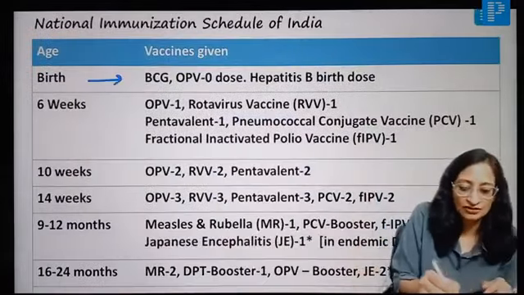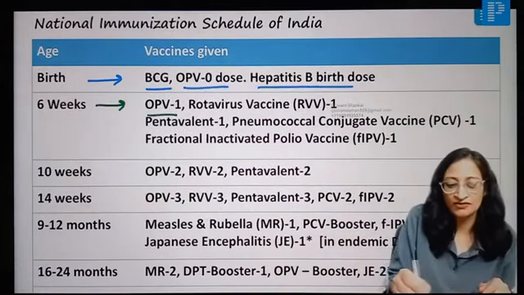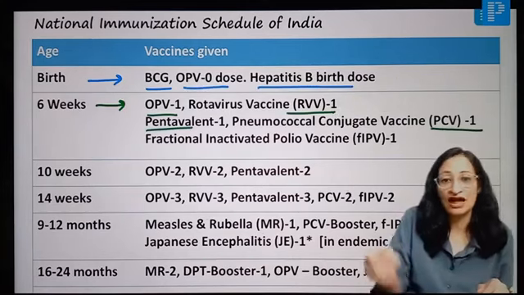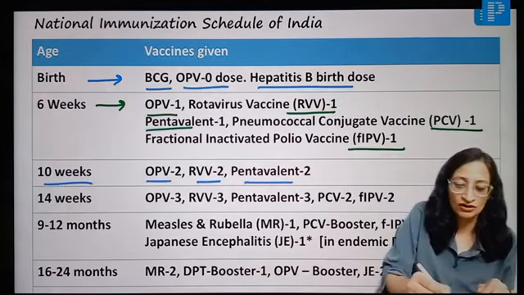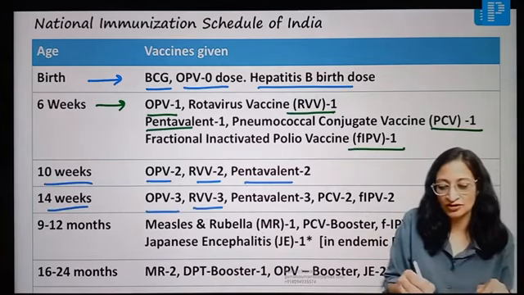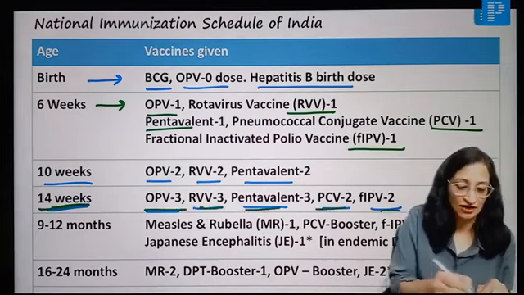The vaccines recommended at birth are BCG, OPV 0 dose, hepatitis B birth dose. At 6 weeks, many vaccines to be given. What all? OPV 1, Rota 1, Penta 1, pneumococcal 1, and fractional IPV 1. At 10 weeks, again OPV 2, Rota 2, Penta 2. At 14 weeks, what all? So 14 weeks you have OPV 3, Rota 3, Penta 3, PCV 2, FIPV 2. So 14 weeks is just like your 6 weeks. 5 vaccines are there, right?